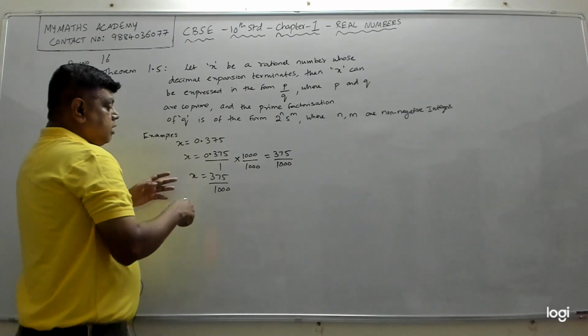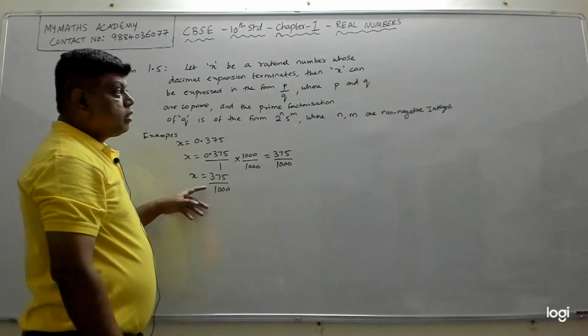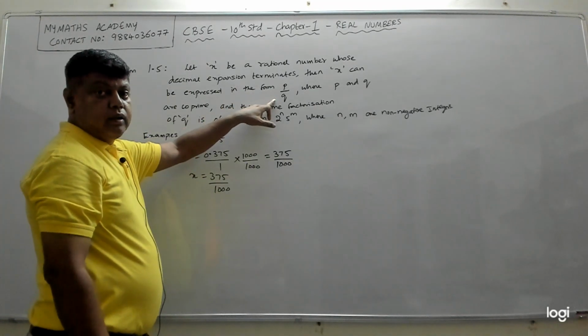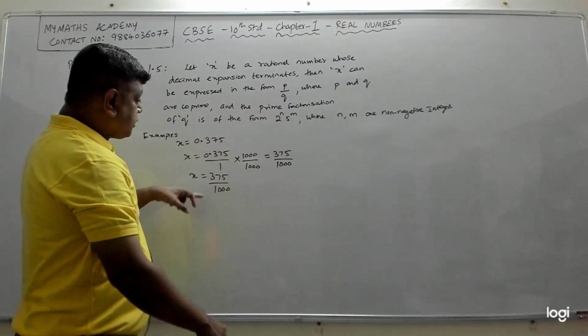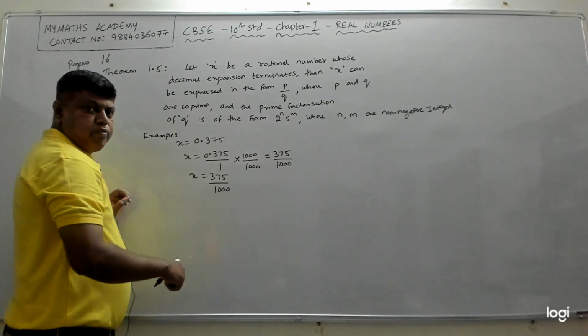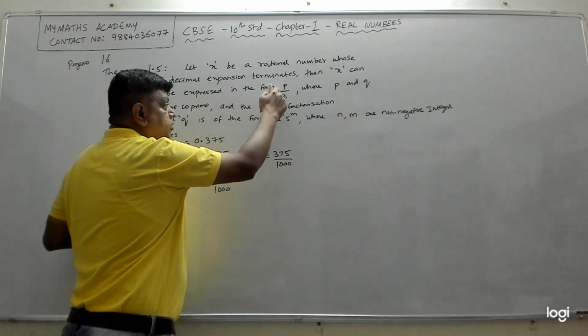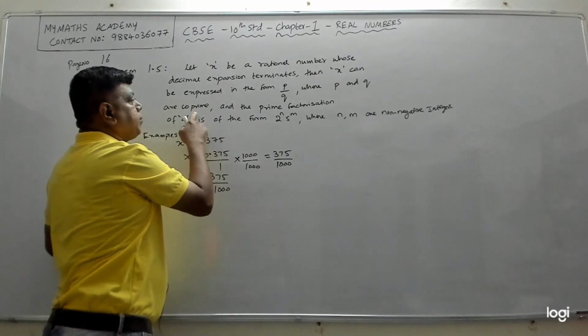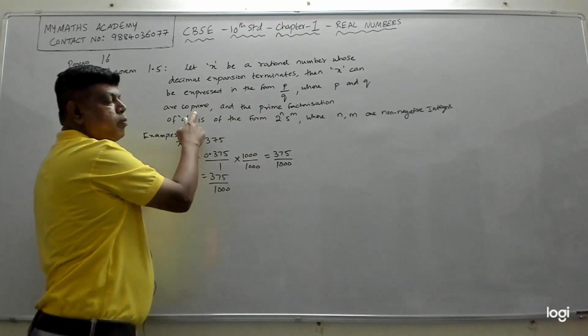Now we have expressed it in the fraction form, in this form, p by q, but we have to make sure that we reduce this to the simplest form so that p and q are co-prime, which means we need to simplify this. So this is not in the form where p and q are co-prime. It is in this form, but p and q are not co-prime. This is p, this is q.